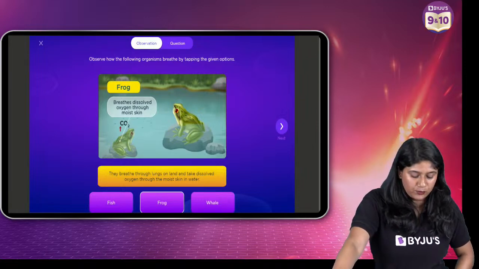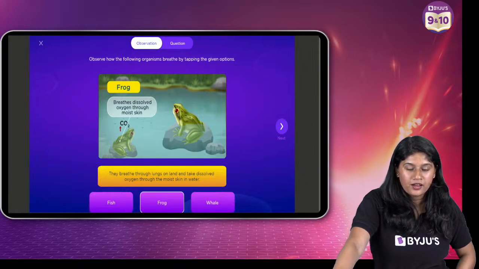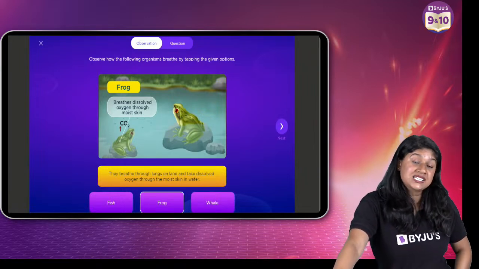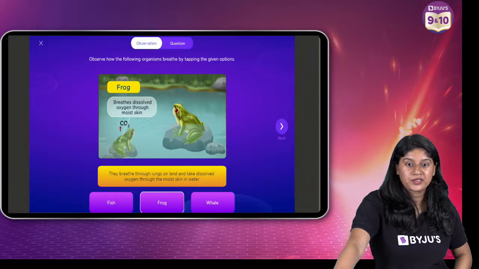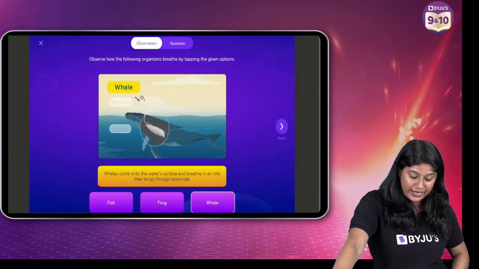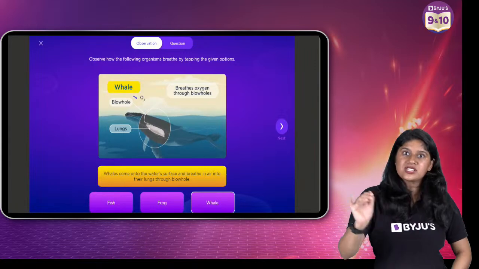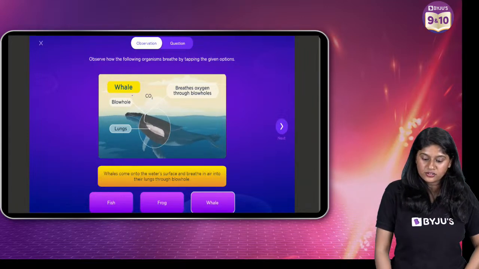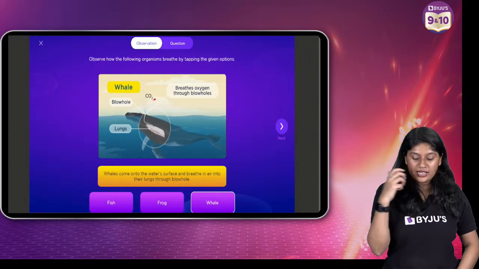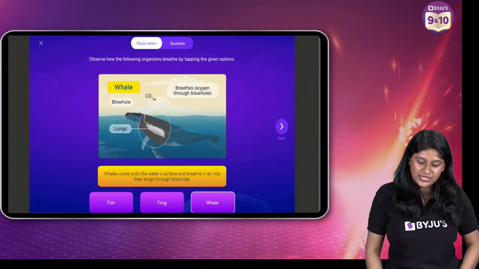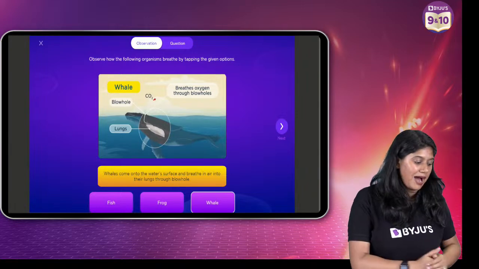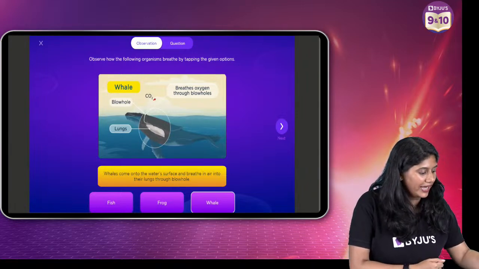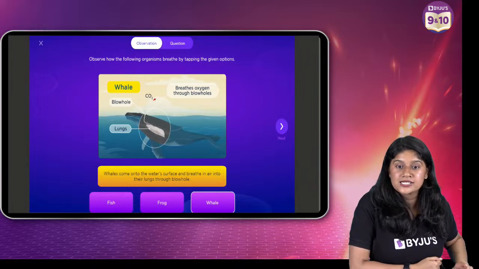What about the whale, everyone? What do you think about the whale? Will it breathe through the skin, through gills? What do you think about the lungs? Now whale actually comes to the surface and breathes in the air through the lungs and blows out the air through the blowhole that they have, right? They release the CO2 through there. Of course, a whale is a mammal, so we know that the whale will be using the lungs only.